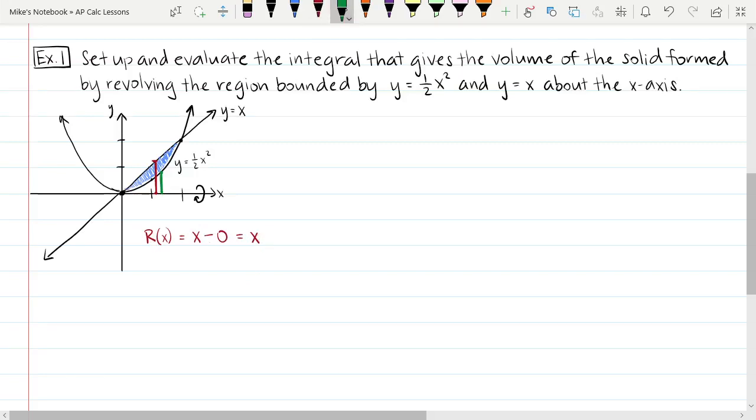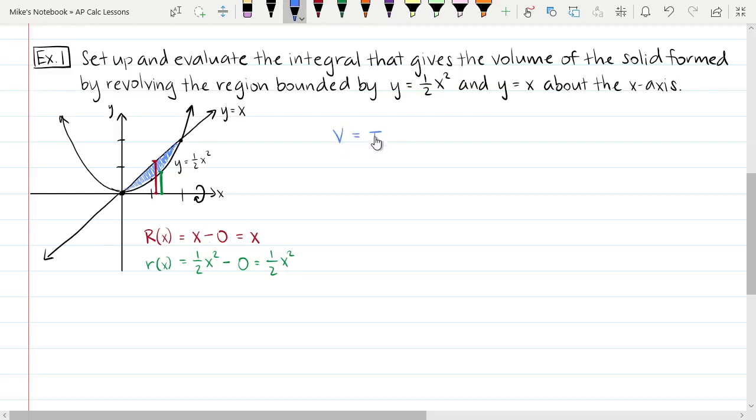Now for little r, same idea. We're going to do the upper curve minus the lower curve. So the upper curve is y equals half x squared. So 1/2 x squared minus 0, which just becomes 1/2 x squared. So those are the expressions we're going to use for big R and little r. So now we can set up our volume.